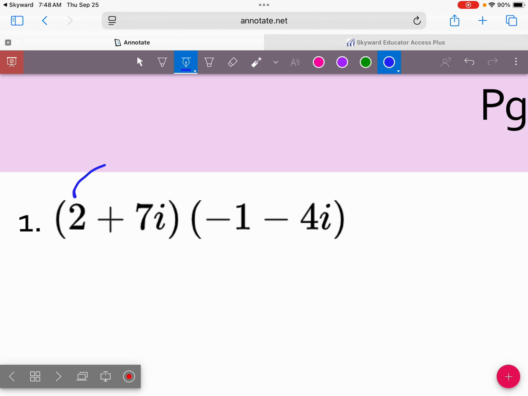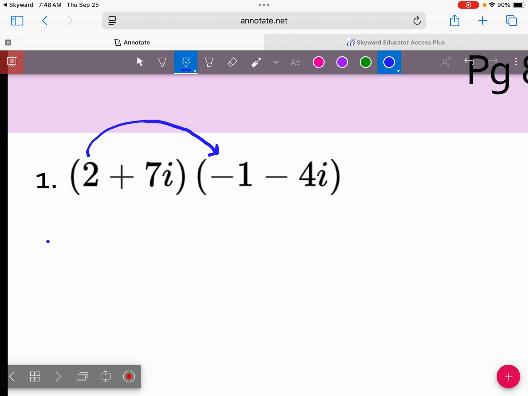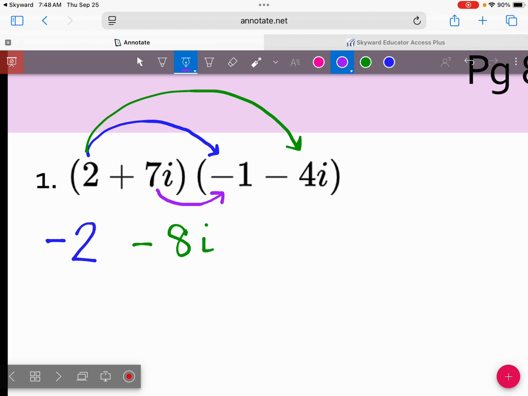I need to take my first term times the first term. So we're going to have 2 times minus 1. That's going to give me a minus 2. I need to take my first term times the second term. So 2 times minus 4i. That's going to give us a minus 8i. Then I need to do the same thing, but with my 7i. I'm going to go across the bottom on this one just so they don't overlap too much. My 7i times minus 1 is going to give us a minus 7i. And then our 7i times minus 4i.